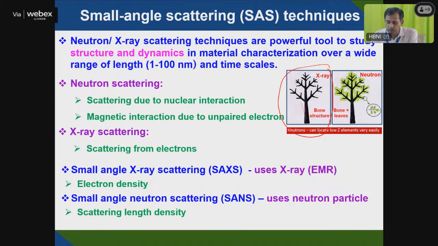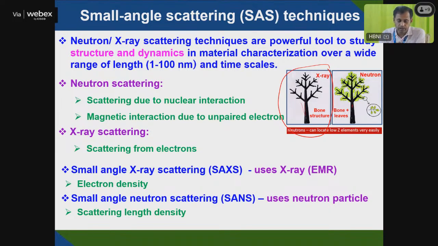So X-ray will give you the bone structure, but if you go to neutron scattering, neutron scattering will show you the leaf structure. For this tree, you will be able to get both bone and leaf, both structures, in this case. That means neutron scattering is sensitive to very low-Z material. So neutron can locate low-Z elements where X-ray fails, like for example carbon, hydrogen, nitrogen, oxygen. You will not get any information on these in X-ray scattering, but in neutron you will be able to see them. So here you have bone plus leaves, both information you will get in this case.